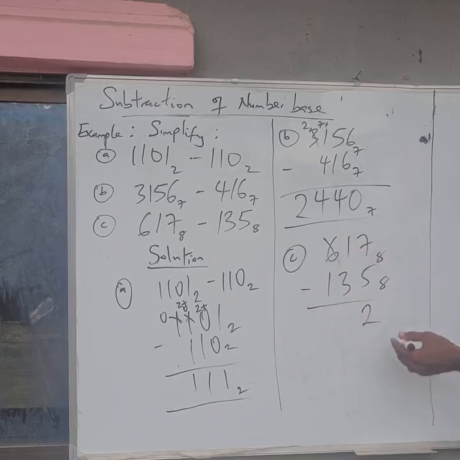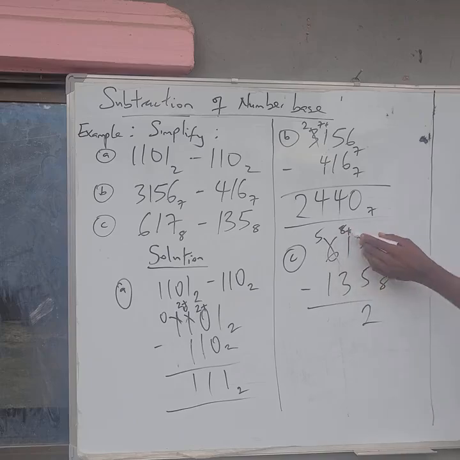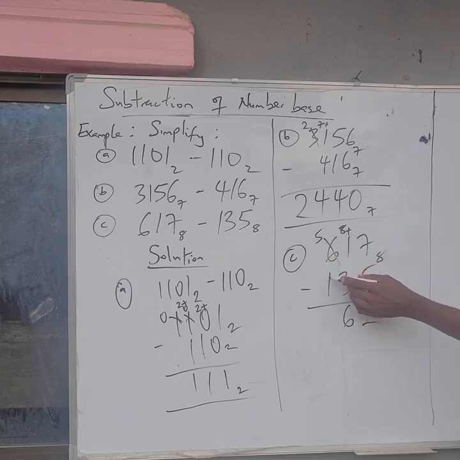You borrow from here. You have 5. Whatever thing you borrow there, you call it the base that you're dealing with. Since we're dealing with base 8, I'll write 8. 8 plus 1 is 9. 9 minus 3 is 6. You have 5 minus 1. 5 minus 1 is 4. So this is 462 in base 8. So that's how we subtract in number base.